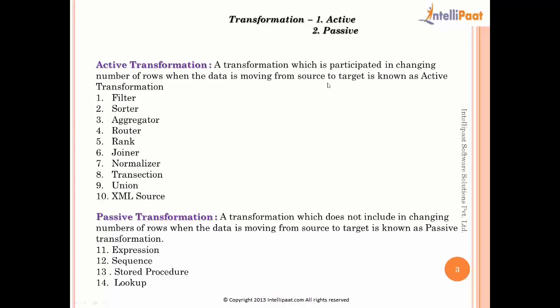We have a division of transformation. The entire transformation has been divided into two parts, that is nothing but active transformation and passive transformation. When I'm talking about active transformation, it is a transformation which participates in changing the number of rows when data is moving from source to target.